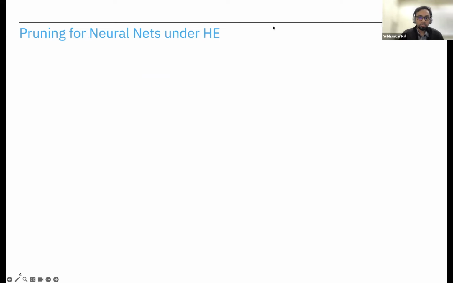So the main idea we started to look at is how to do pruning for neural nets under homomorphic encryption, and whether techniques we have learned in pruning for the space of plain text neural networks work.